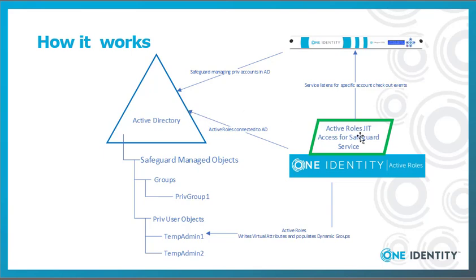And the way it works is we have the service installed on the Active Roles box right here. And that service is going to listen for Safeguard events. So when you saw in the video that I connected and checked out tempdomadmin1, the Active Roles service, or the JIT service down here, listened for that event. When it saw that event, it sent a script into Active Roles that populated that virtual attribute, which populated the dynamic group that I have here. And that's the basics of how it works.